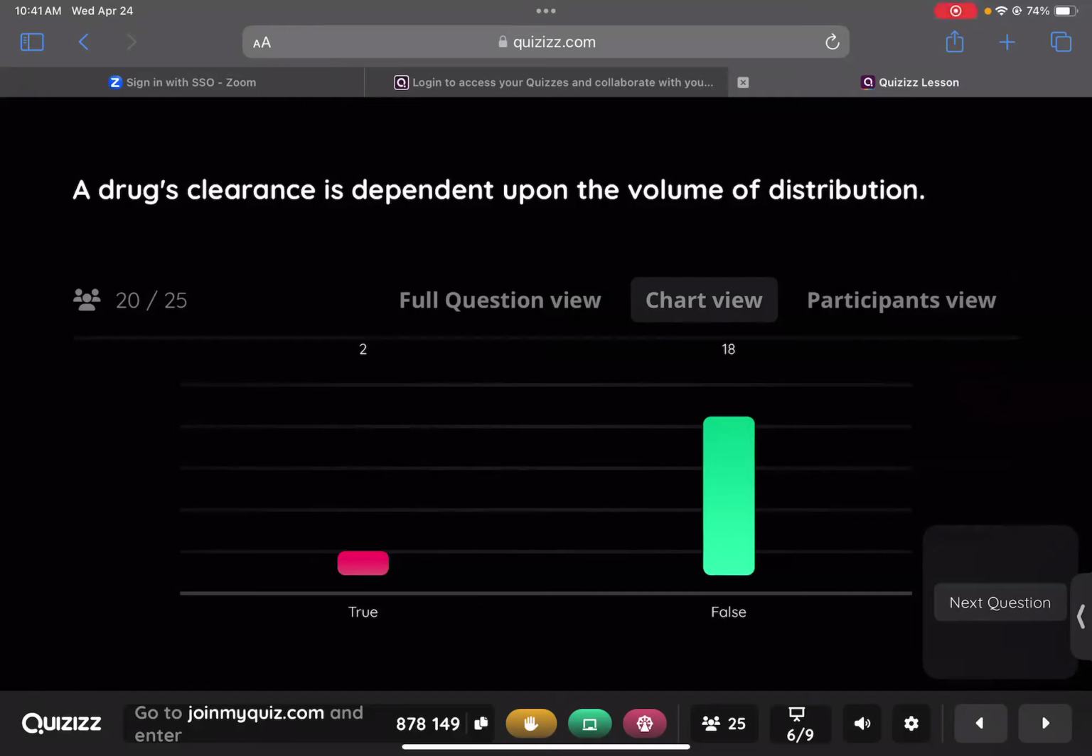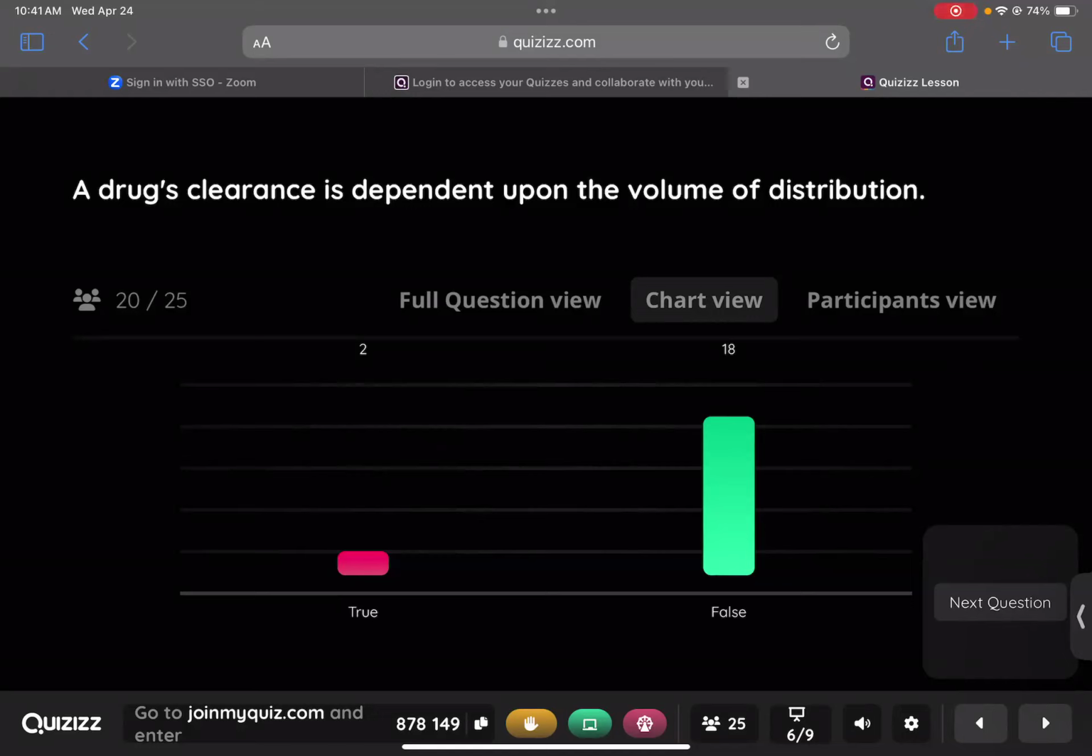You have to understand this. A drug's clearance, no. What is clearance dependent upon? It depends upon the organ, but it's always blood flow and extraction efficiency, Q times E. Clearance is always Q times E. Is volume part of that? No, volume is the distribution of the drug.